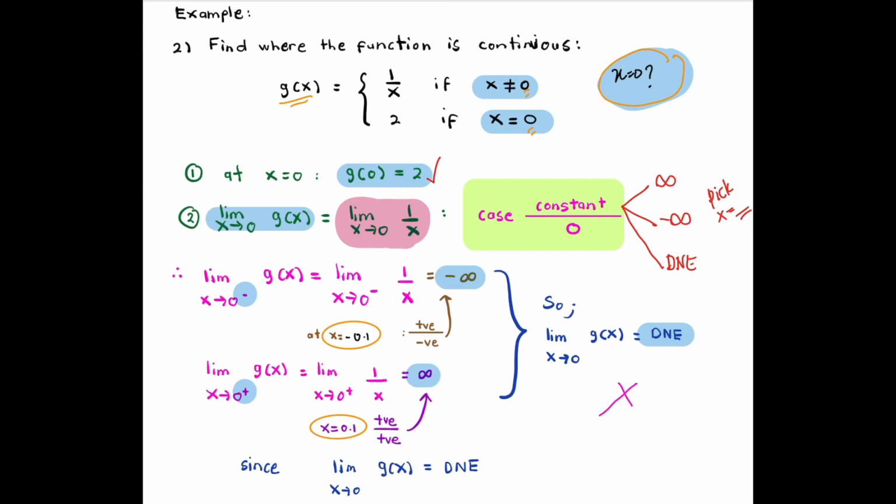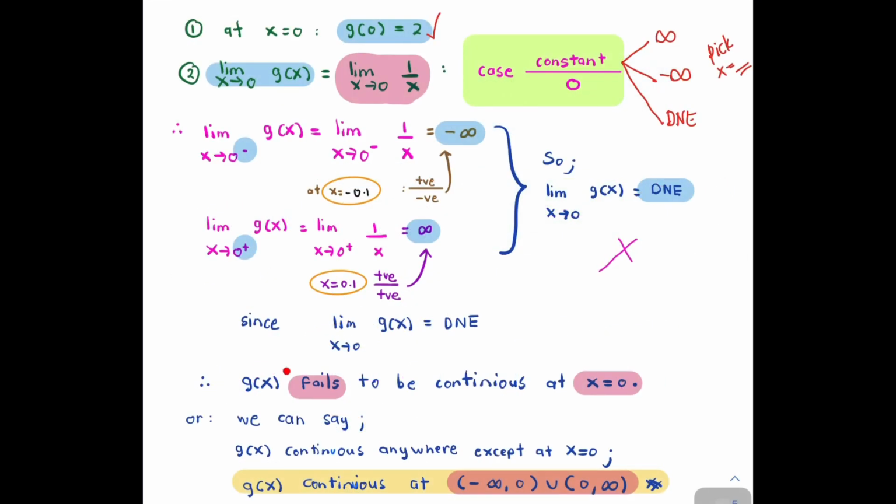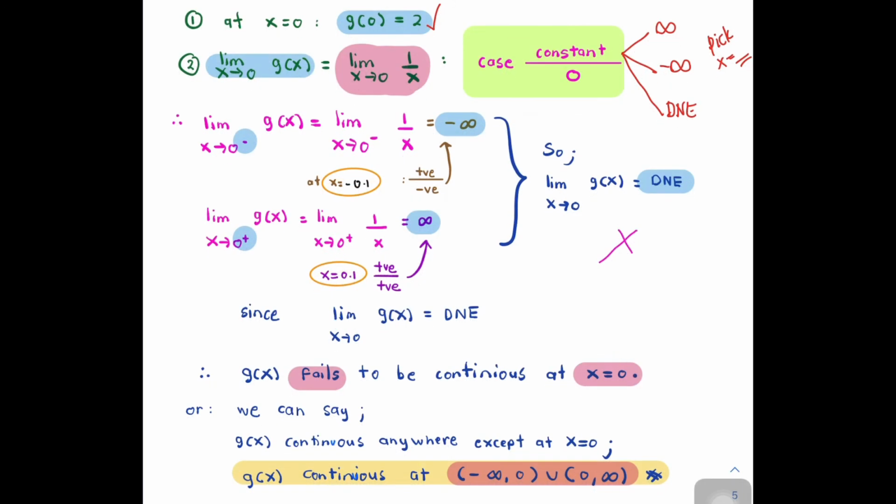So since the limit from the left is negative infinity and the limit as x approaches 0 from the right is positive infinity, we can say that the limit of g(x) as x approaches 0 does not exist. Okay, so we can see that we have failed the second test. Therefore, g(x) fails to be continuous at x equal to 0. So we can say that g(x) is continuous at any other point, which is from minus infinity until 0, union 0 until infinity.